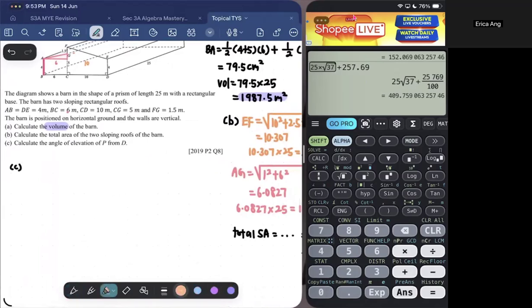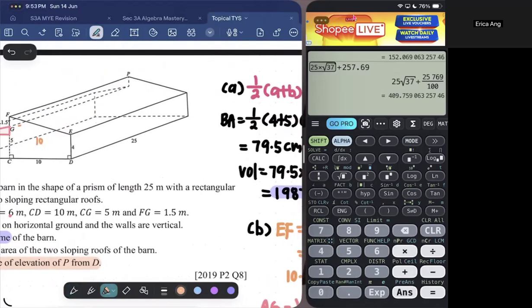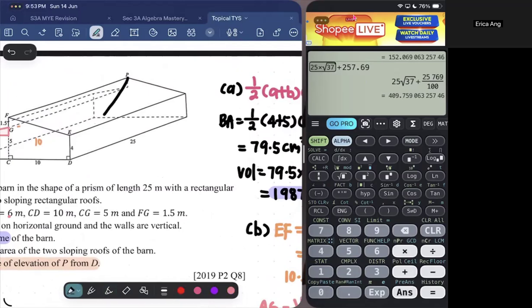Okay, part C is angle of elevation, right? So elevation of P from D. Where is it? So it's like diagonal like that one. Can see or not? So this is the elevation here. So if I go down from here, I must close my right angle over here. Don't know how many marks this one is though.